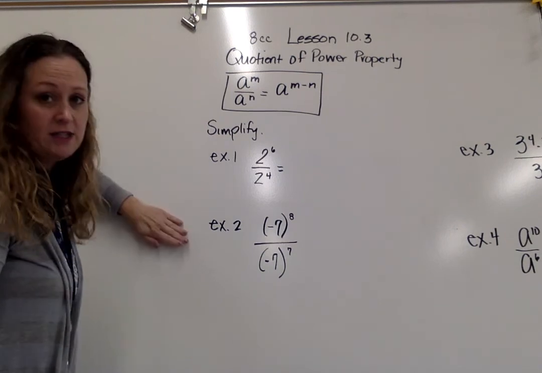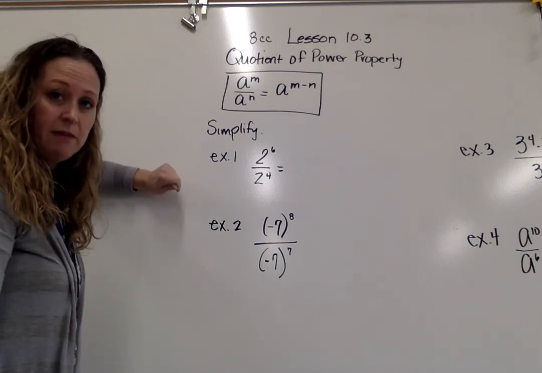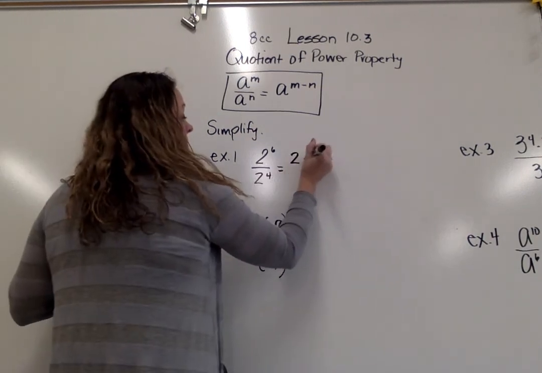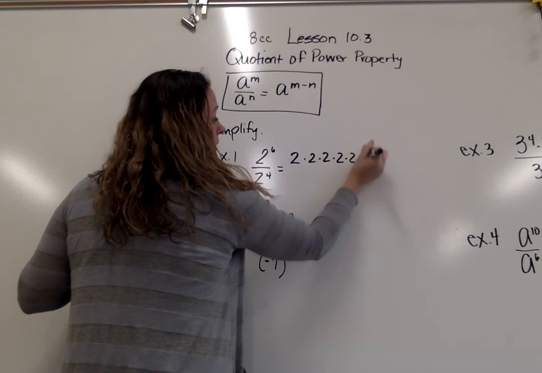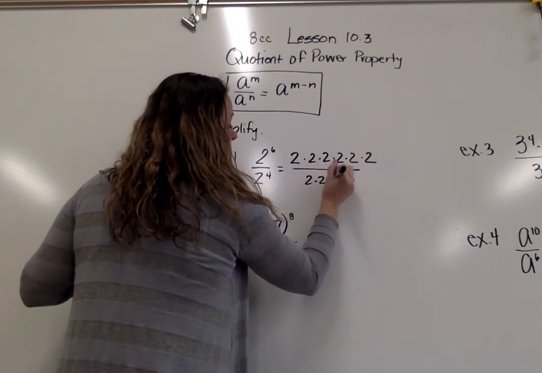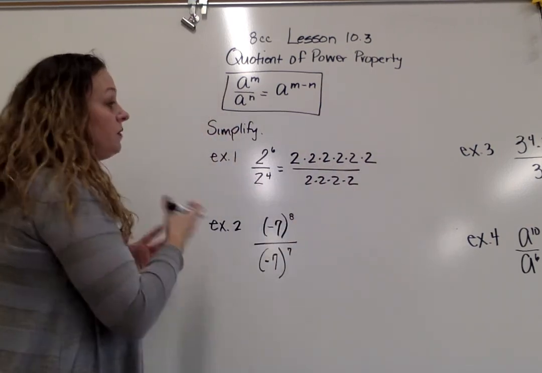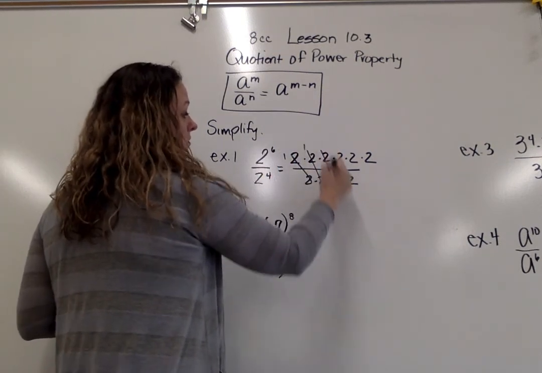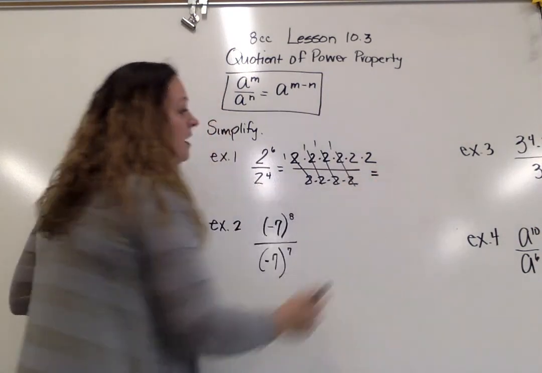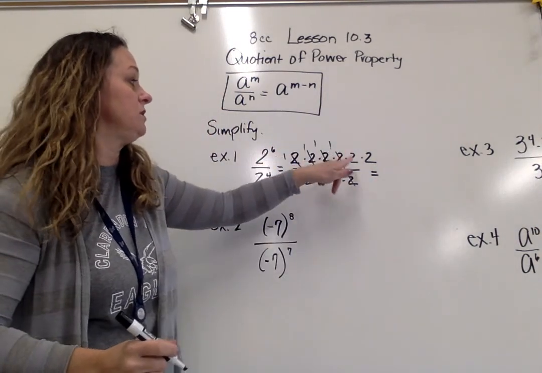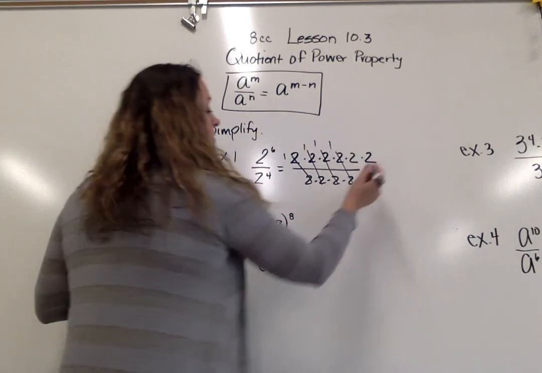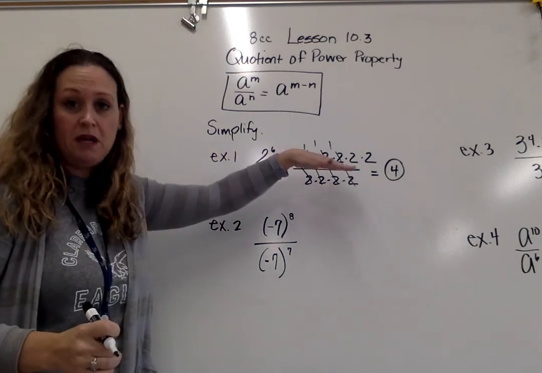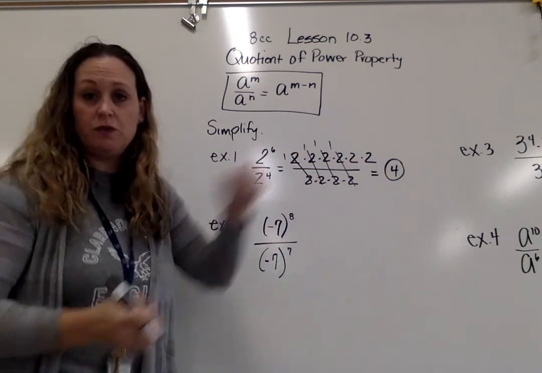In our first example, they're asking us to simplify 2 to the 6th divided by 2 to the 4th. I'm going to write out what it really means first. So this means that I have 6 2's in my numerator and 4 2's in my denominator. If I were to simplify this, 2 divided by 2 is 1, four times. I am left with 1 times 1 times 1 times 1 times 2 times 2, all over 1. So 2 times 2 is 4.